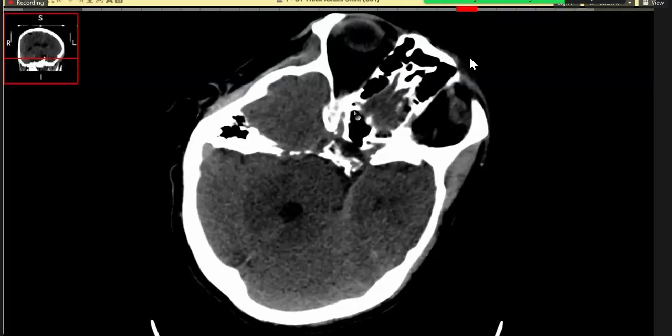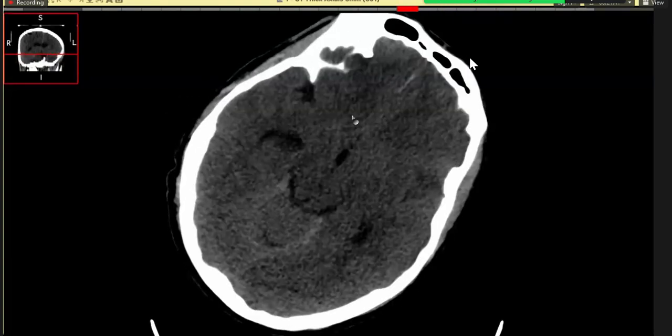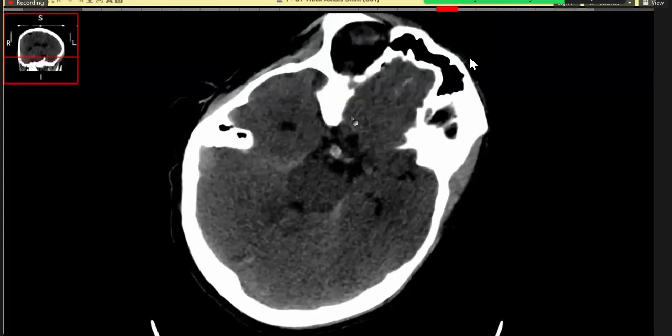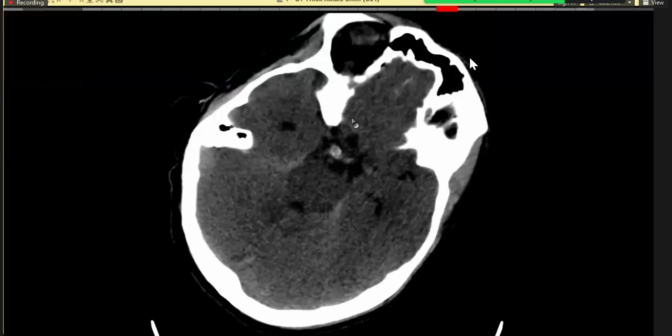What will you do? Sir, I will do a contrast enhanced MRI because I have a suspicion that it is mastoiditis, acute mastoiditis with bony erosion. So I'm quite concerned about the adjacent venous sinuses.